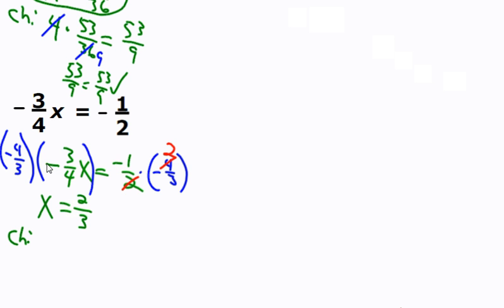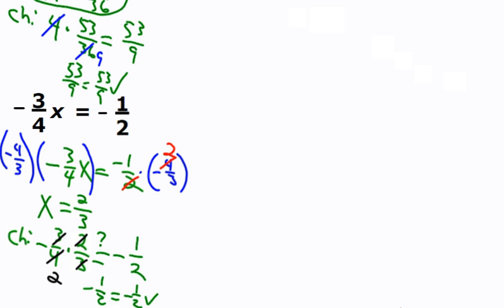Check it. I got negative 3/4 times 2/3, does that equal negative 1/2? We know we got the right signs because a negative times a positive equals a negative. Now, does 3/4 times 2/3 equal 1/2? Well, let's look at our canceling. That makes a 2. Those make 1s. So negative 1/2, it looks good here. Negative 1/2 equals negative 1/2. It checks. Circle your solution.